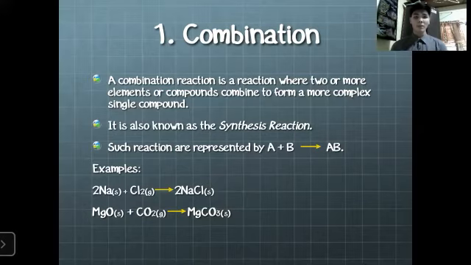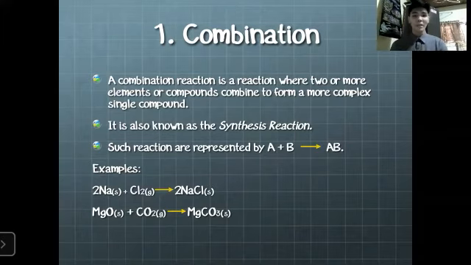An example of it is Na, or sodium, plus chlorine gas, yielding NaCl, also known as sodium chloride or table salt. Another one is magnesium oxide plus carbon dioxide yields magnesium carbonate, because the two compounds are combined together.